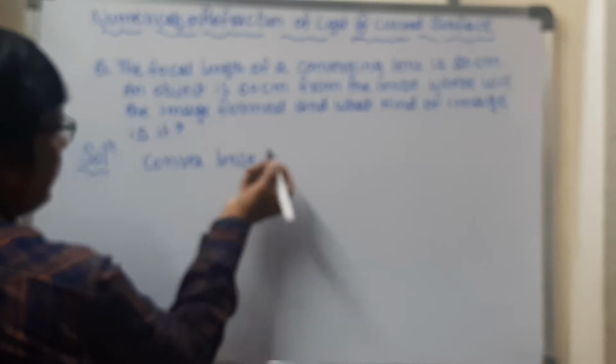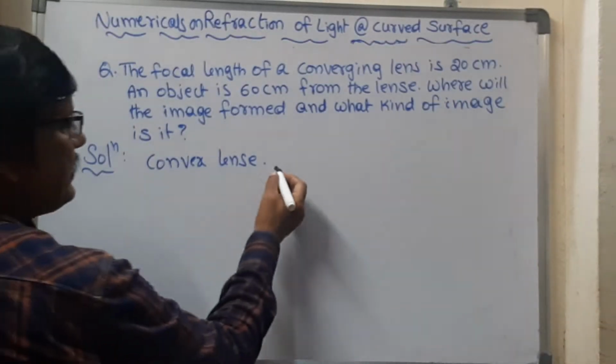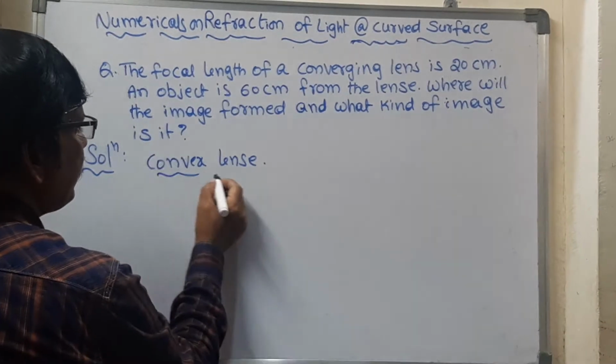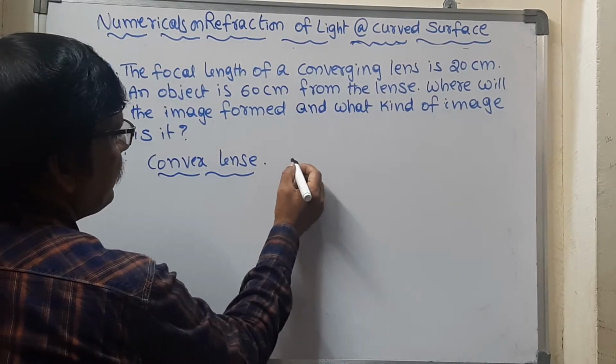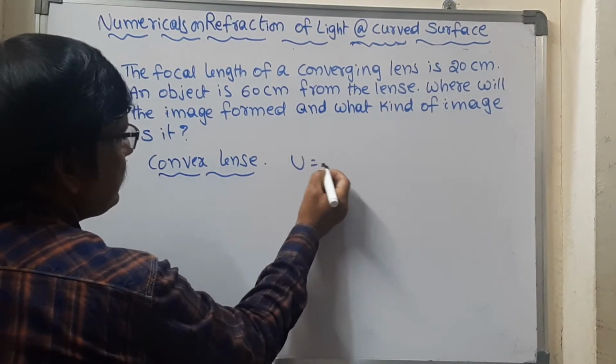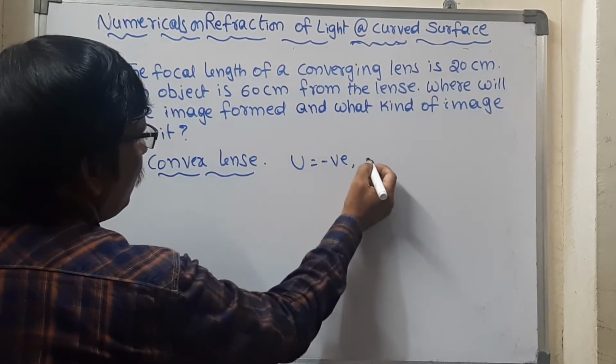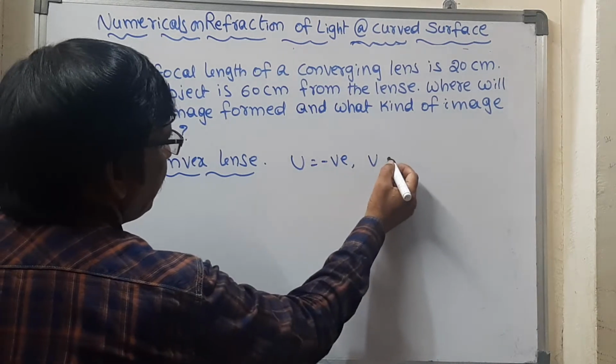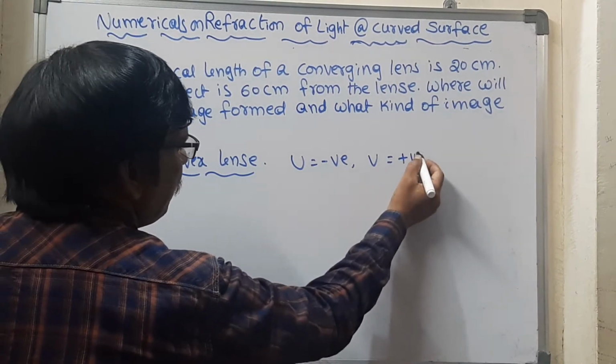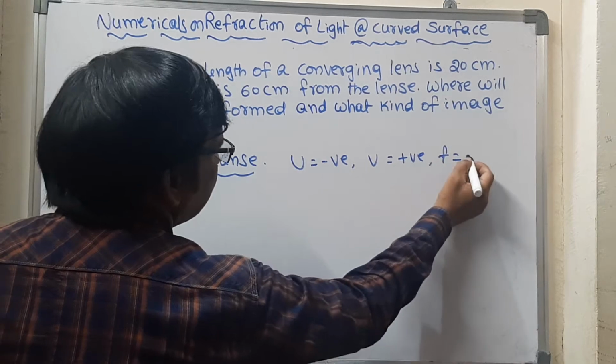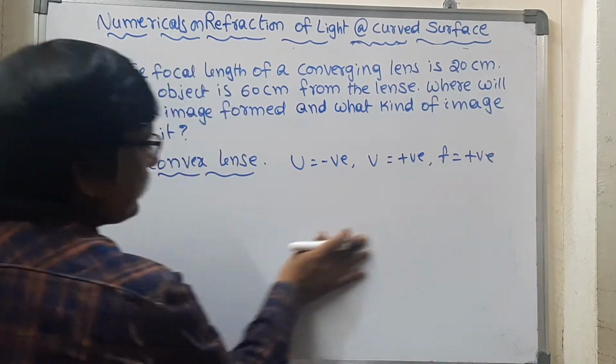Convex lens has been given, and for this convex lens write the sign convention. What is the sign convention for a convex lens? You know that u, the object distance, is negative, and v, the image distance, is positive, and even the focal length is positive for a convex lens.